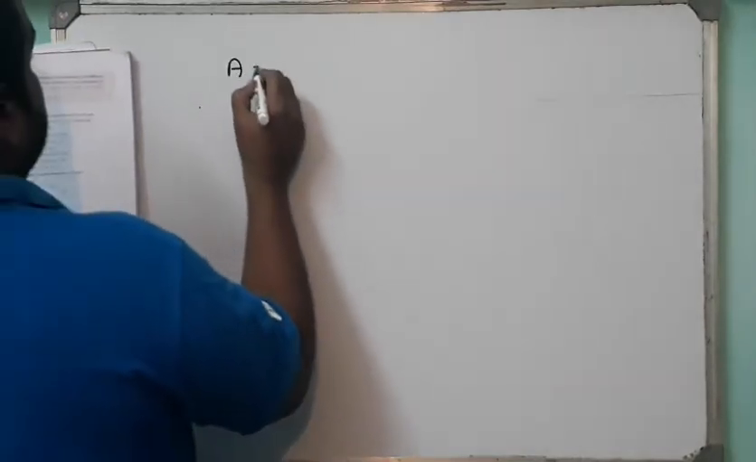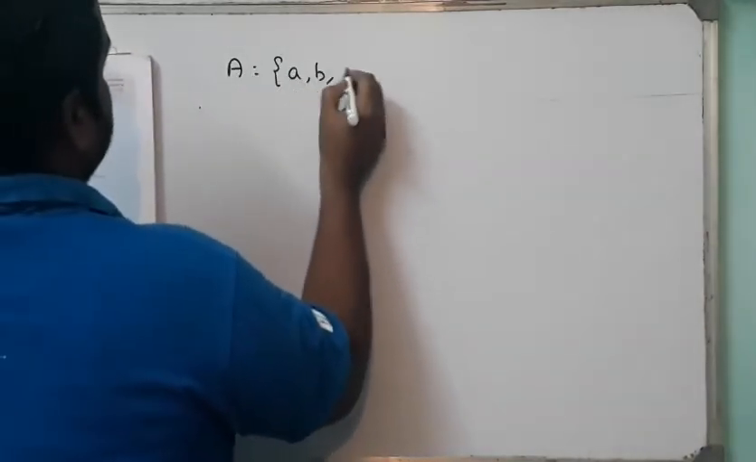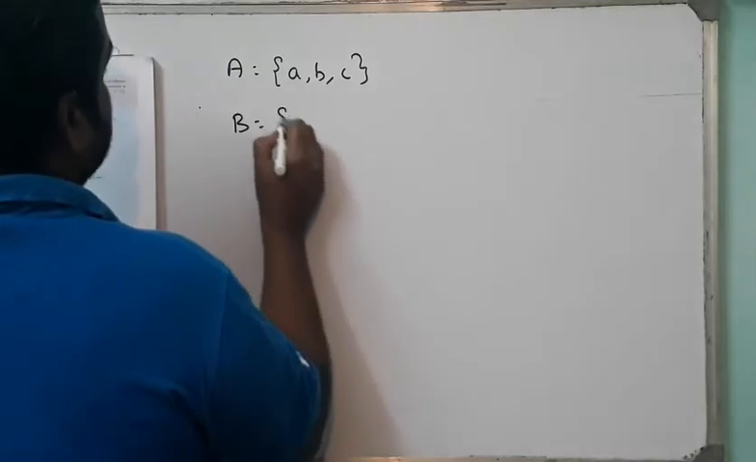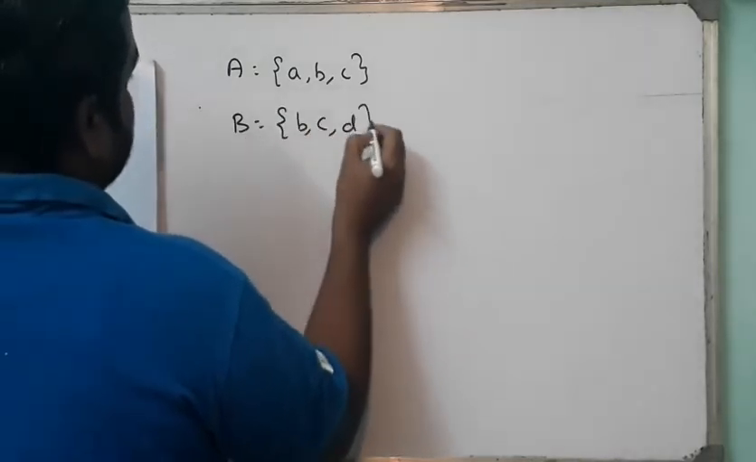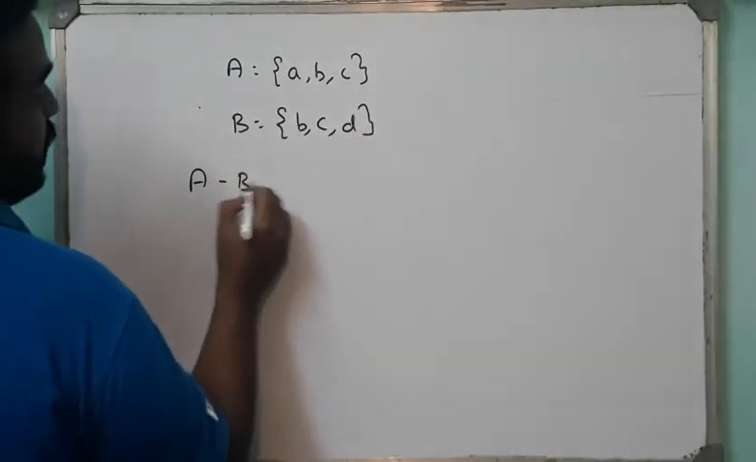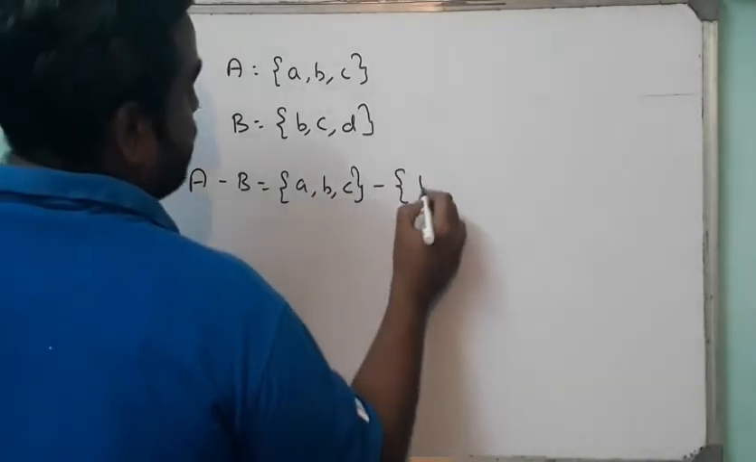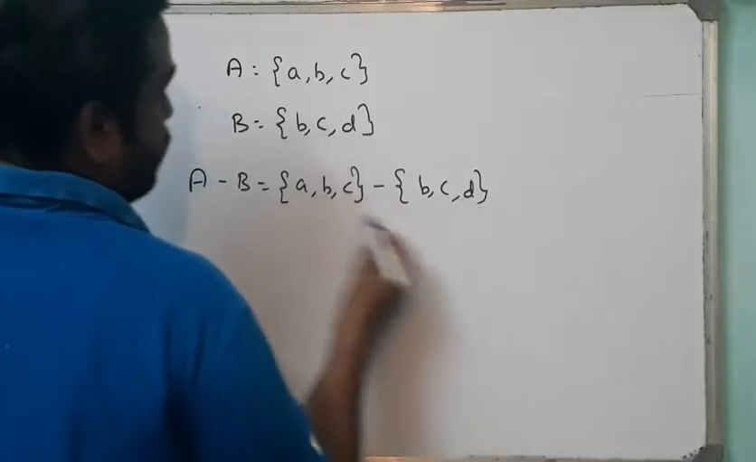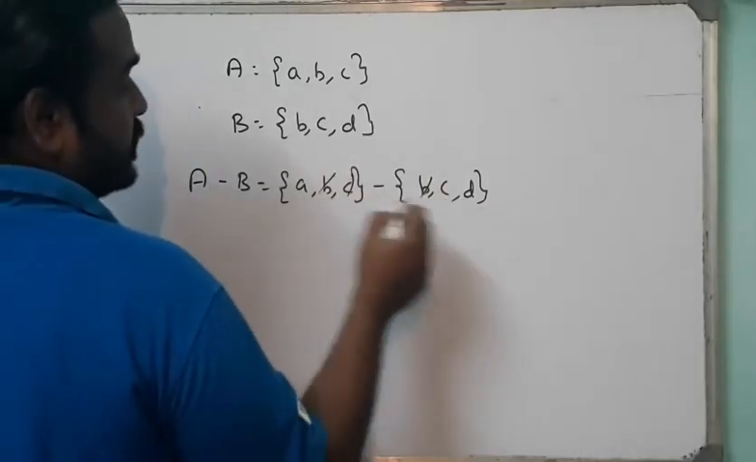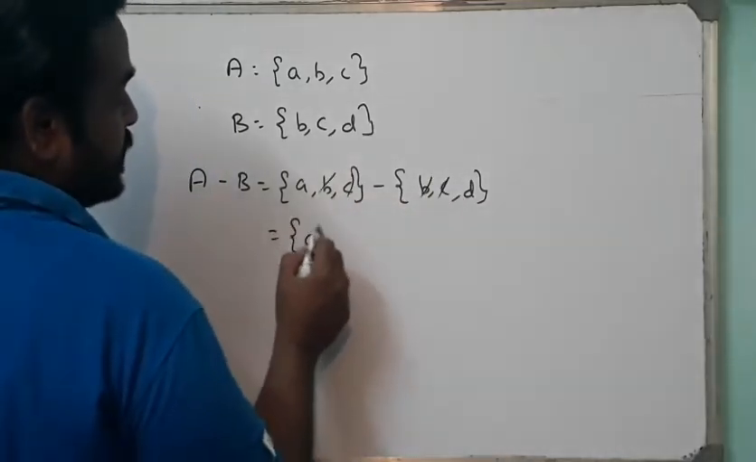The same thing applies here for set language. A difference B is not equal to B difference A. Those two will definitely not be equal. Check it. Let set A equal {A, B, C} and set B equal {B, C, D}. First, if you put A difference B, {A, B, C} difference set B, which is {B, C, D}. You will find the common elements, B and C. The remaining element is A.